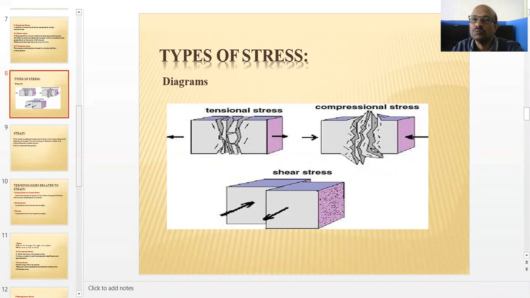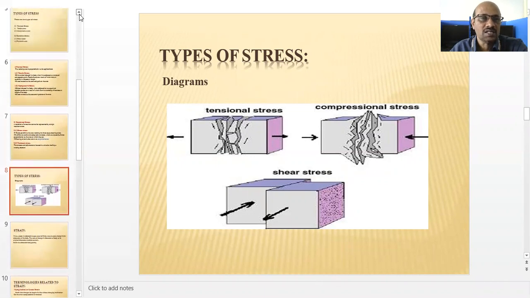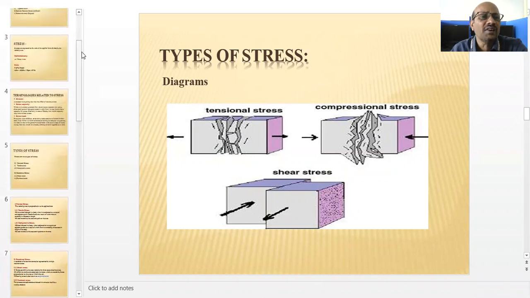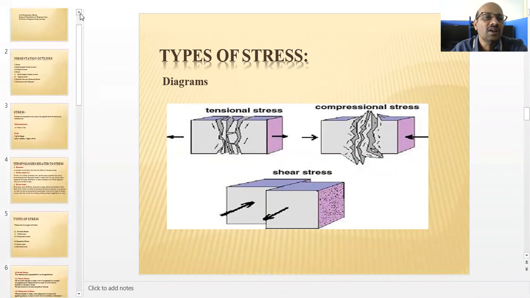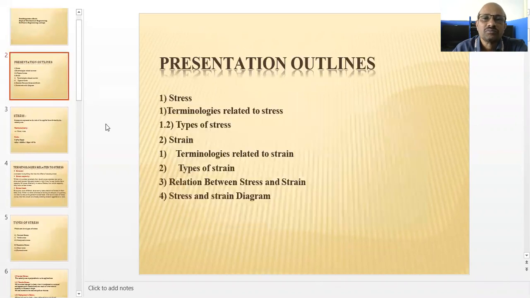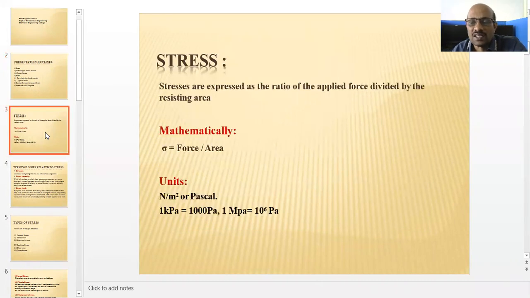So now, earlier we discussed, just once again I recall it, and then we will move forward. In the earlier video we discussed stresses, terminologies related to stresses, and types of stresses. Again, we saw what stress is.